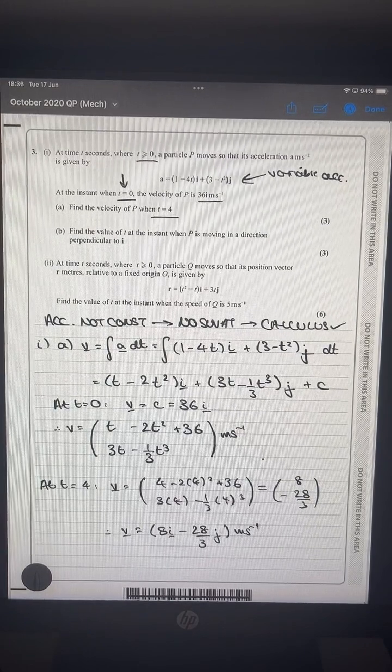If you know how to differentiate and integrate, and just know how to get from displacement to velocity to acceleration, you're differentiating. And if you're going from acceleration to velocity to displacement, you're integrating. It's just like that.